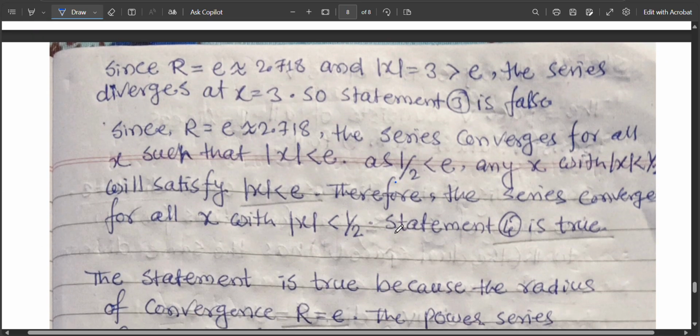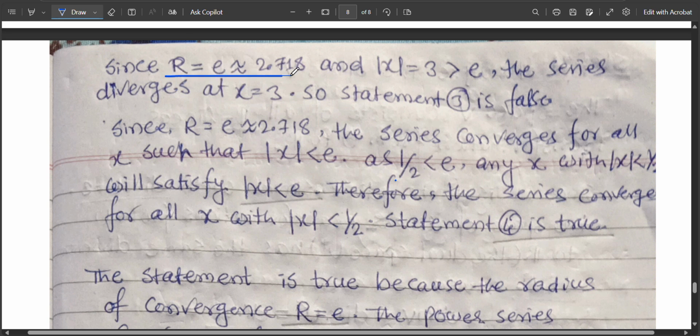Since r is e, 2.718, and norm of x is equal to 3, that is also more than e, so the series also diverges at x equal to 3. So statement 3 is also false. Statement 2 is false, 3 is false, and the first is false. Now we move to the last option. Since r is equal to e, 2.718, the series converges for all x such that mod of x is less than e.